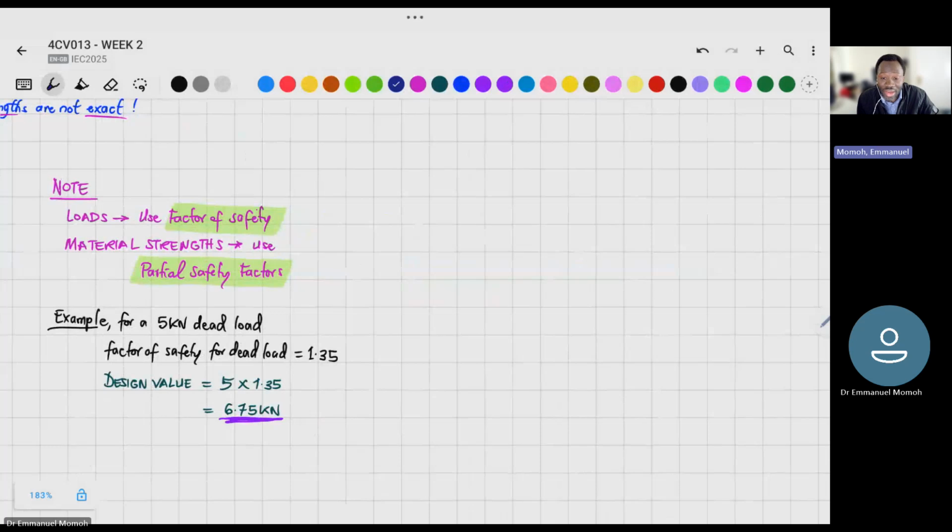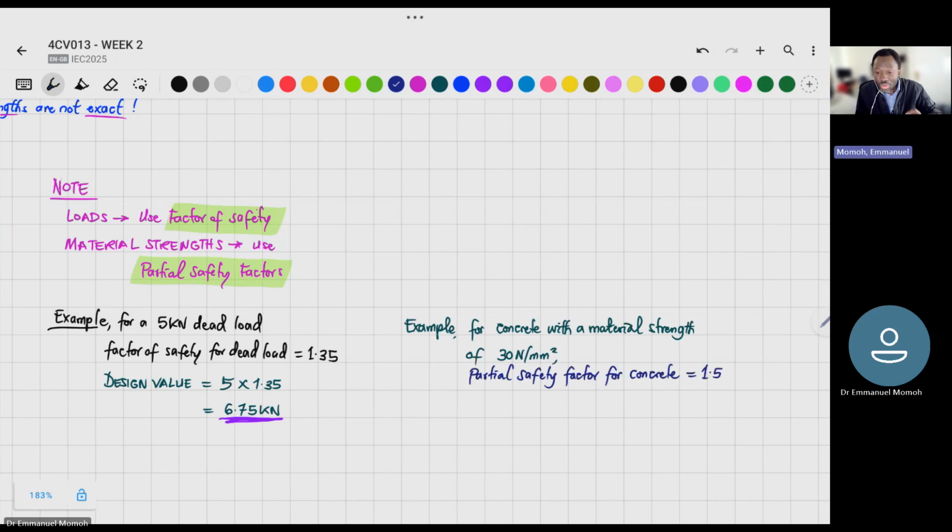On the other hand, if we have concrete with a compressive strength of 30 Newton per millimeter squared, the partial safety factor for concrete happens to be 1.5. So the design value of this concrete strength is the strength of the concrete divided by the partial safety factor, which gives us 20 Newton per millimeter squared. And this is the value that we use in carrying out our design calculations.